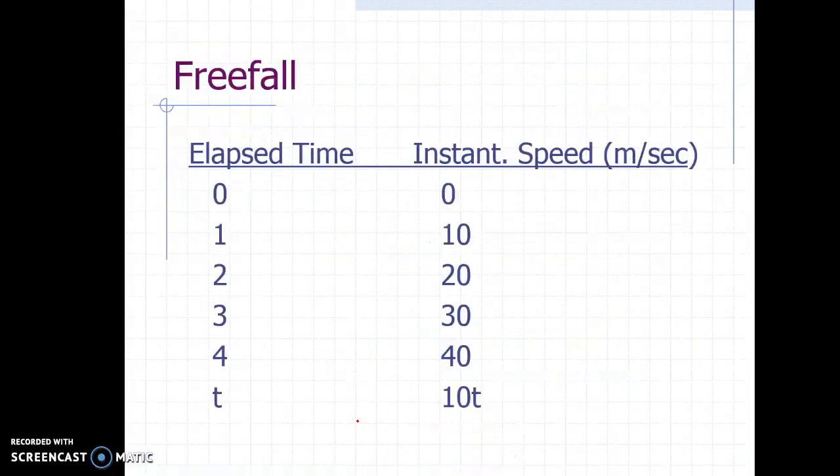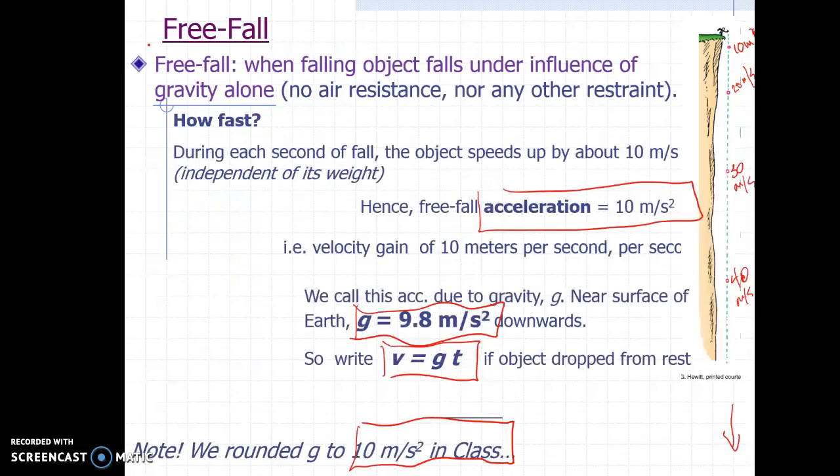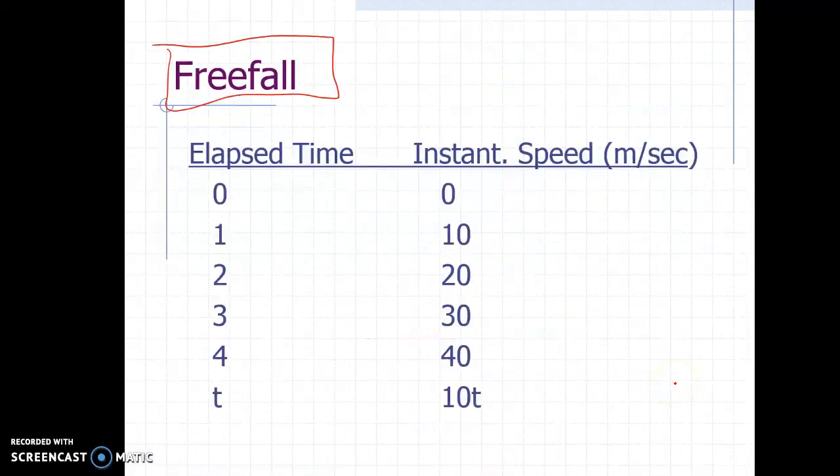Okay, don't write this. By the way, if you haven't titled your next topic free fall, make sure you include it. Don't write this. This is obvious, especially if you just drew this picture. If you drew that picture, that is just demonstrated in graph form here.